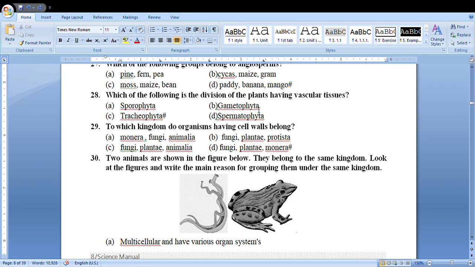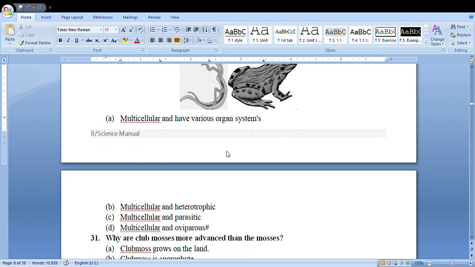Which of the following is the division of plants having vascular tissues? Obviously Tracheophyta. To which kingdom do the organisms having cell wall belong? Obviously fungi, Plantae and Monera. Which two animals are shown in the figure below? They belong to the same kingdom. Look at the following figure and answer the following questions. Multicellular and have various organ systems. Multicellular and heterotrophic. Multicellular and parasitic. Multicellular and oviparous. Most probably this answer.